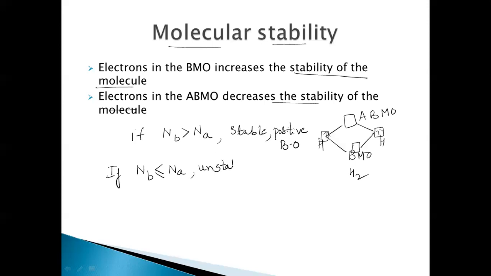Why would it form actually? It doesn't form by itself. With 0, that means the electrons are the same here, so the bond order is 0, and it will nullify. With 0 or a negative bond order, the molecule is not formed.